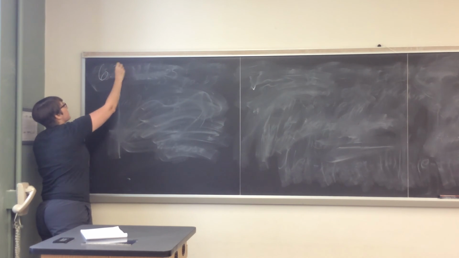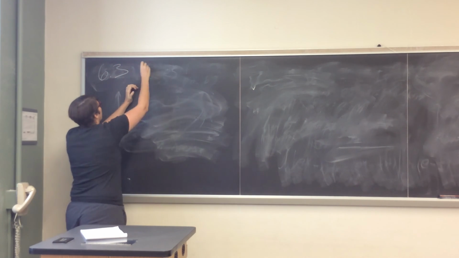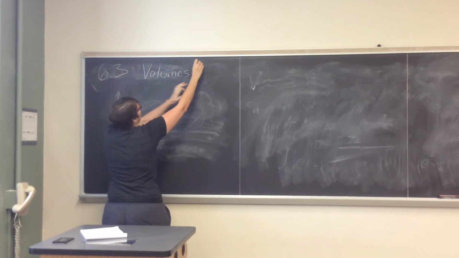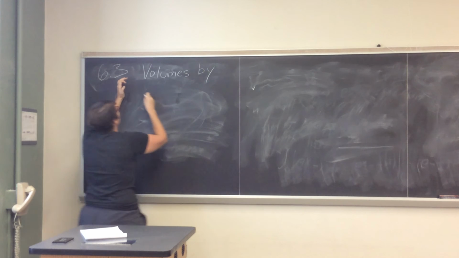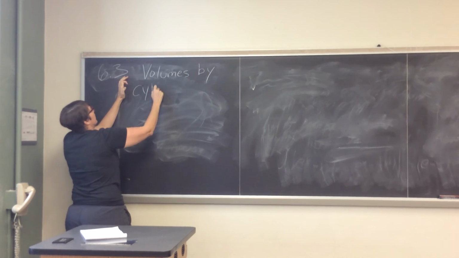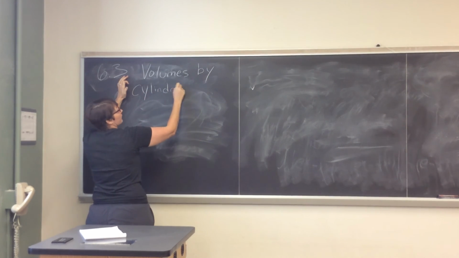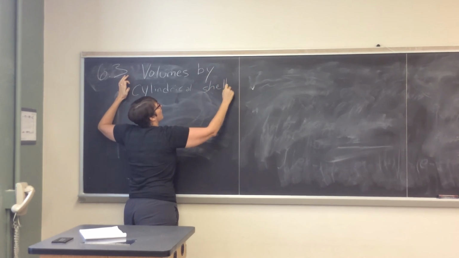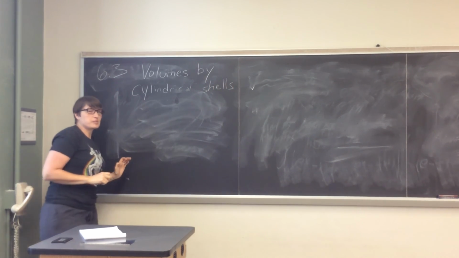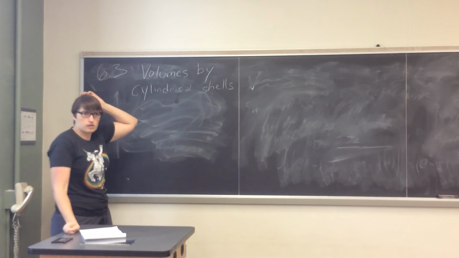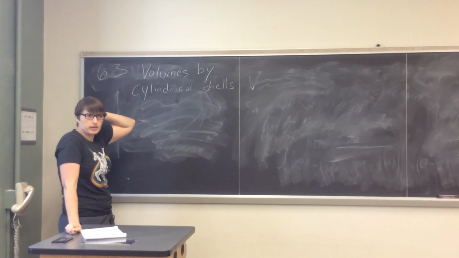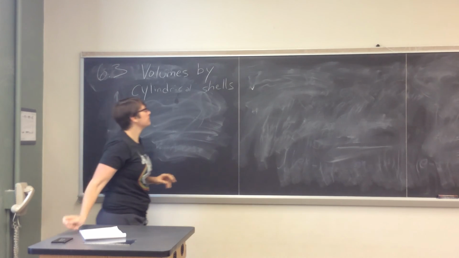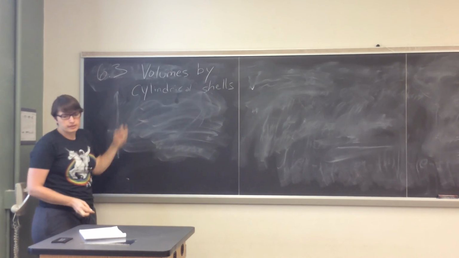Section 6.3, which is volumes by cylindrical shells. Last section we did volumes by discs or washers, depending on which sort of object we had. There may have been a triangle problem. We didn't have discs or washers in there. But now we're going to do shells.